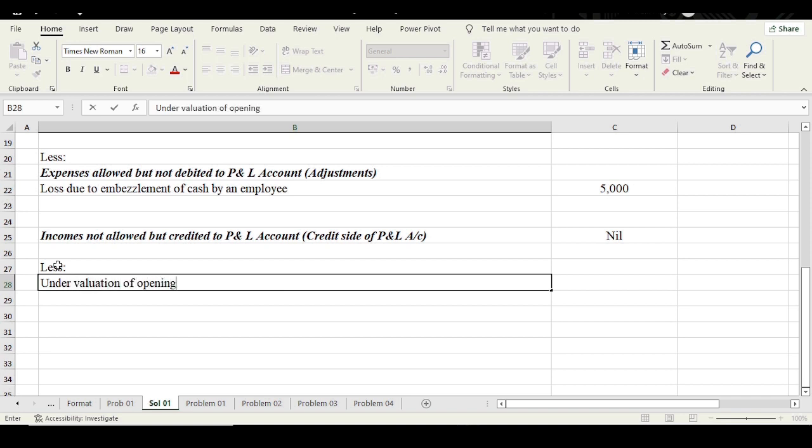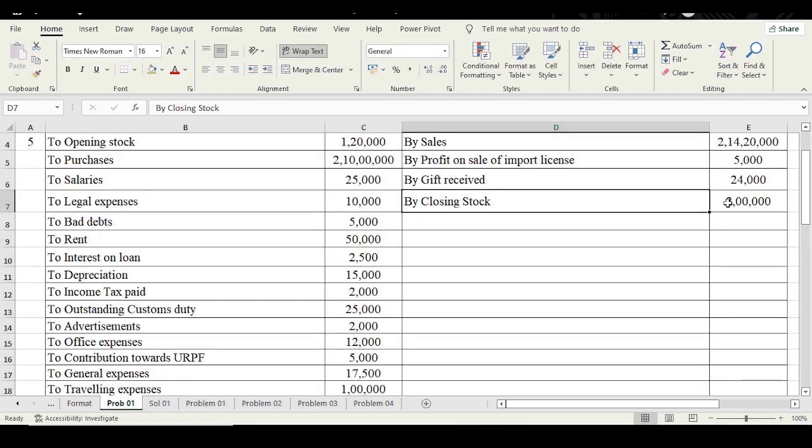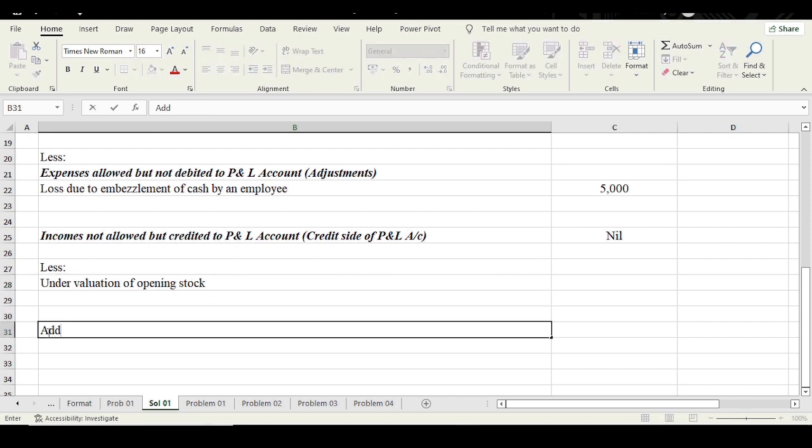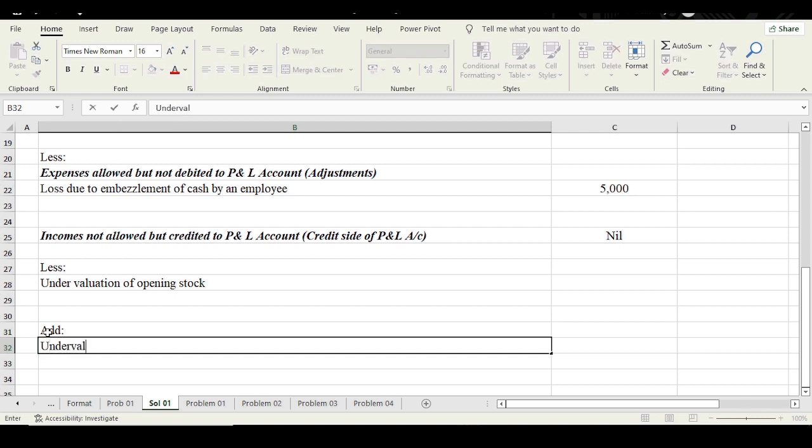undervaluation of opening stock. Now, the opposite holds true for closing stock. Closing stock is on the credit side and they have shown less than what it is. Because they're showing less than what it is, definitely the profits that are shown are much lesser. Okay, so closing stock has been undervalued. That means profits that are shown are much lesser. As such, we need to add undervaluation of closing stock.